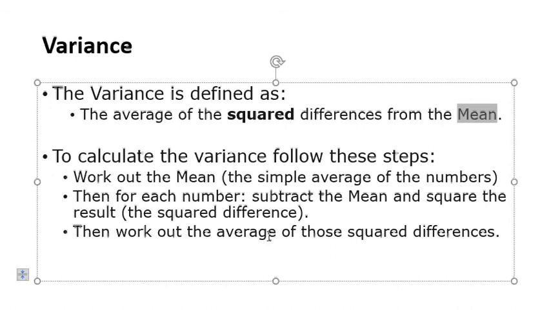These are the steps to calculate the variance. One is to work out the mean, so we get the average of the numbers. Then for each number, subtract the mean and square the result. After we get the average, we subtract the mean and square it, which is the squared difference. Then work out the average of those squared differences, and now we can get the variance. So those are the steps to get the variance.